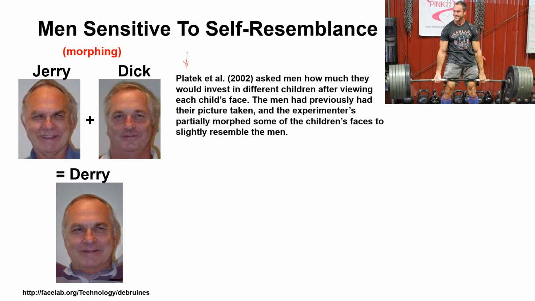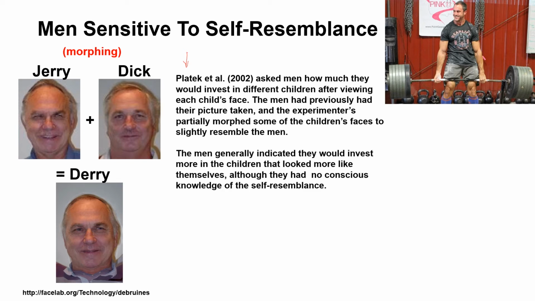So in 2002, he asked men how much they would invest in different children after viewing each child's face. Again, these children aren't their actual children. It is morphed faces. The men had previously had their picture taken, and the experimenter morphed some of the children's faces to slightly resemble them. And the men indicated, on average, that they would invest more in the children who look more like themselves without even realizing it. They had no conscious knowledge of the self-resemblance, yet they said they would invest more in those children.